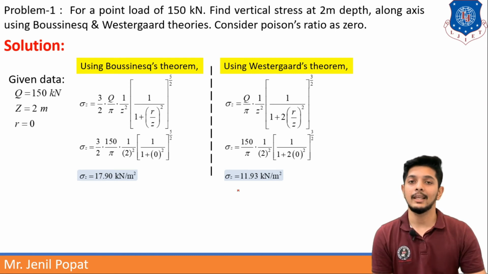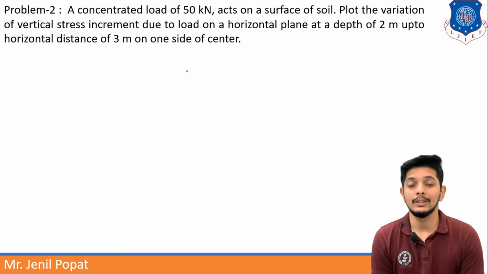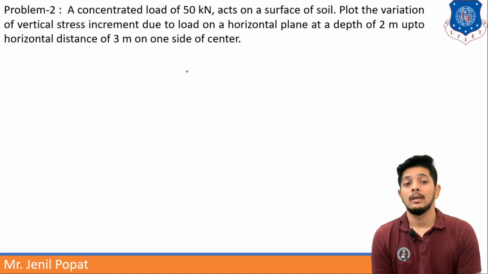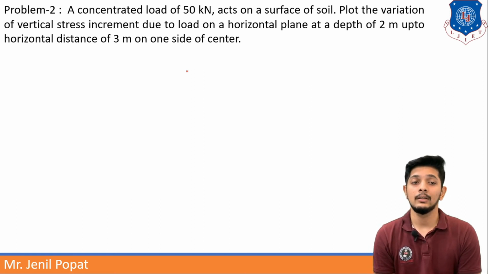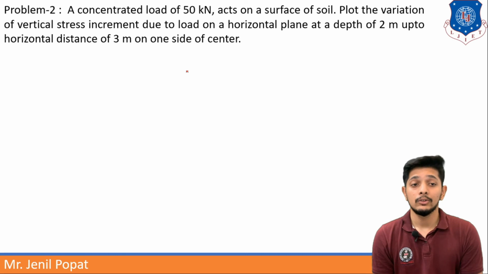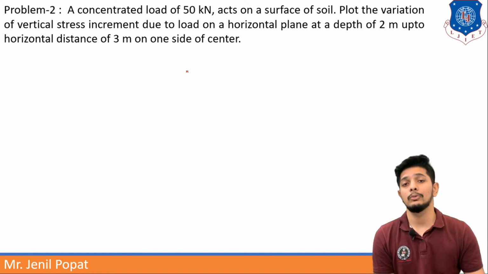Let us move to the second numerical. A concentrated load of 50 kilonewton is applied, so here Q is equal to 50 is given, on a surface of soil. Plot the variation of vertical stress increment due to the load on a horizontal plane at a depth of 2 meter, up to a horizontal distance of 3 meter on one side of center. So vertical depth is taken as 2 meter and horizontal distance up to 3 meter should be taken.